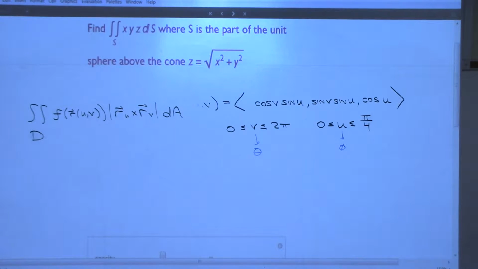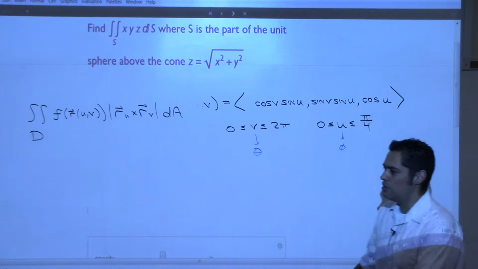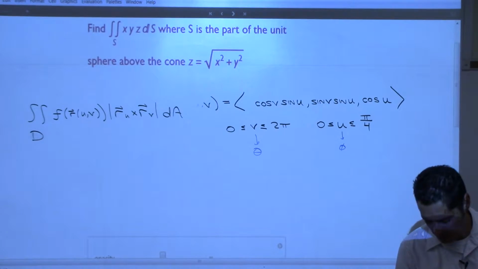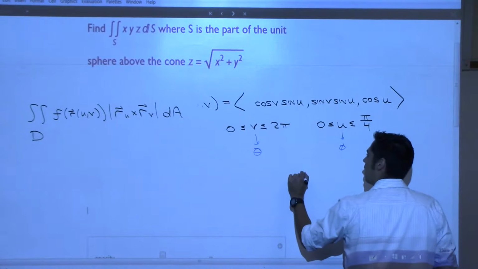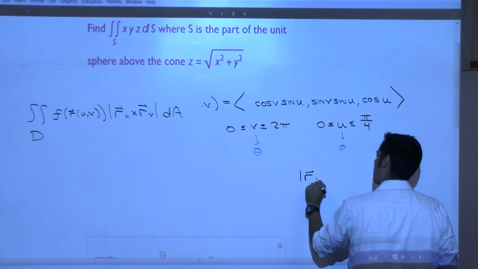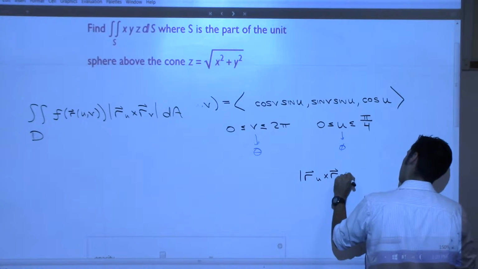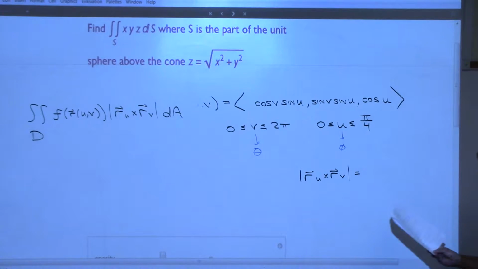How about we do some partials and crosses? Didn't we do that already last class? Did we do the partials and cross product of the unit sphere? Yeah. We did. Let's save ourselves a little bit of time. What did we get when we did this? Anyone?